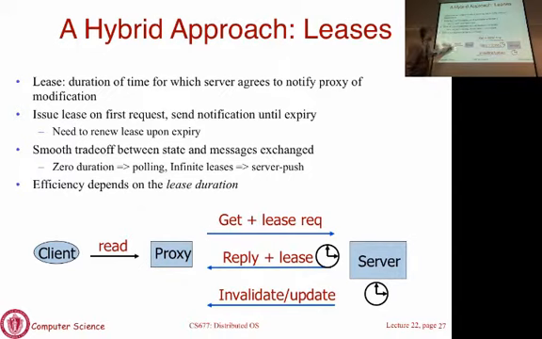The message sequence is the following: you send a get with a lease request, and you get a lease and a reply. The lease says you have basically this much time during which I will send you responses, and if there are invalidates or updates within that interval, I send them. At the end of the lease duration, the proxy has to decide whether to renew it.